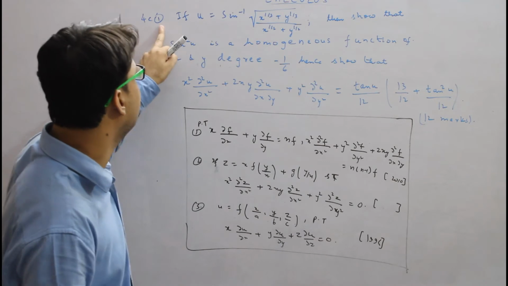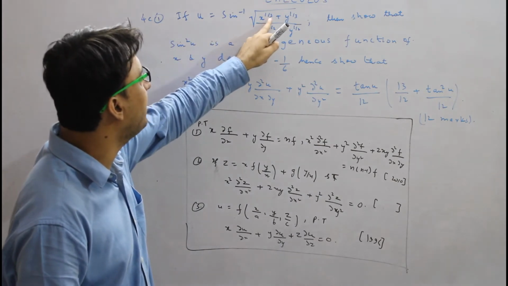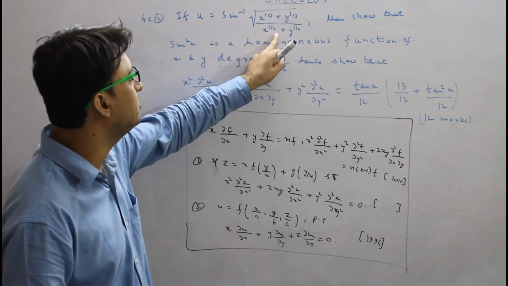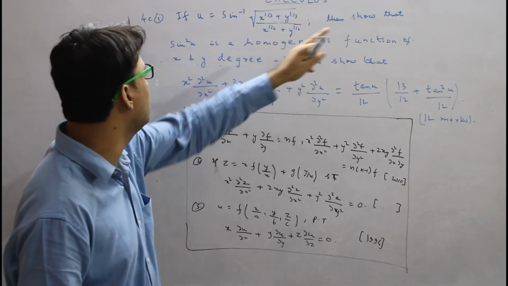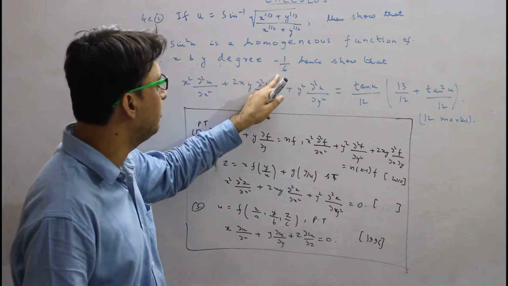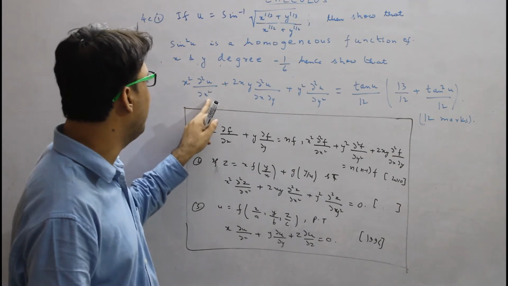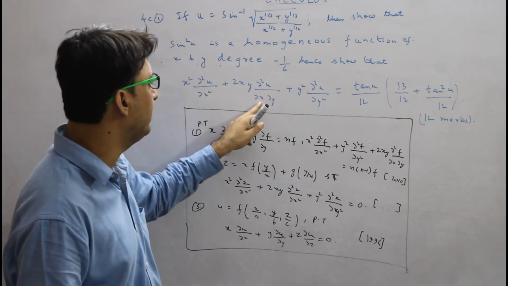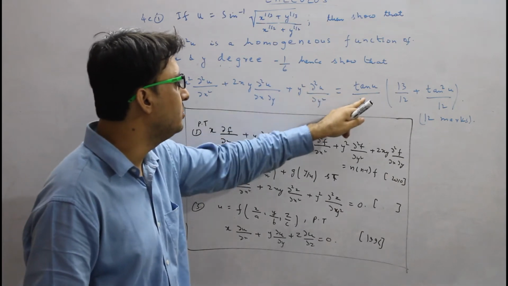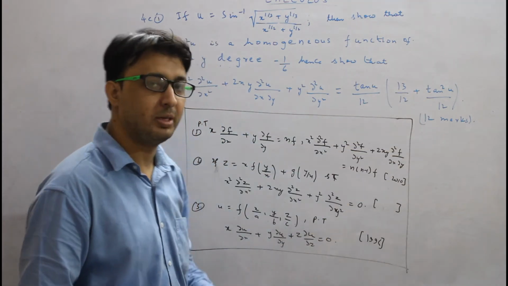Question number 4C1. If u is equal to sine inverse under root x to the power 1 by 3 plus y to the power 1 by 3 divided by x to the power 1 by 2 plus y to the power 1 by 2, then show that sine square u is a homogeneous function of x and y of degree minus 1 by 6, and hence show that x square dou square u by dou x square plus 2xy dou square u by dou x dou y plus y square dou square u by dou y square is equal to tan u by 12 into 13 by 12 plus tan square u by 12. This was asked for 12 marks.